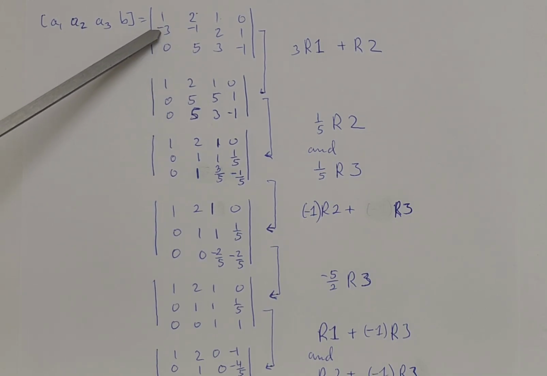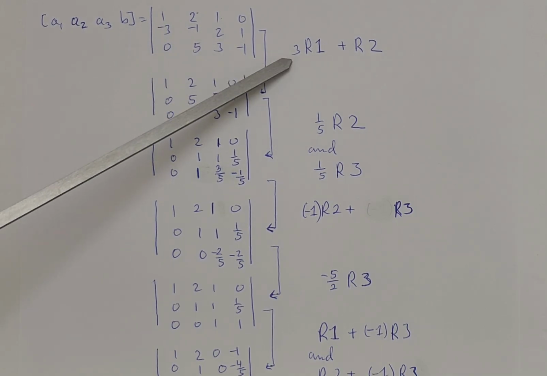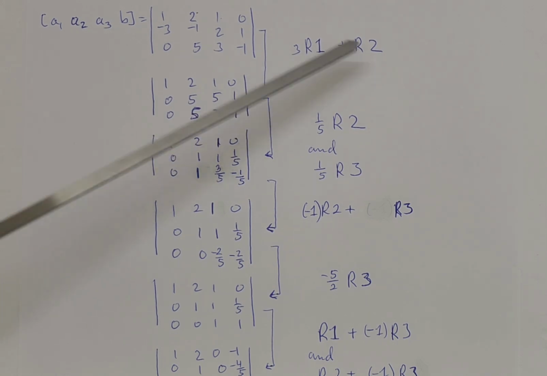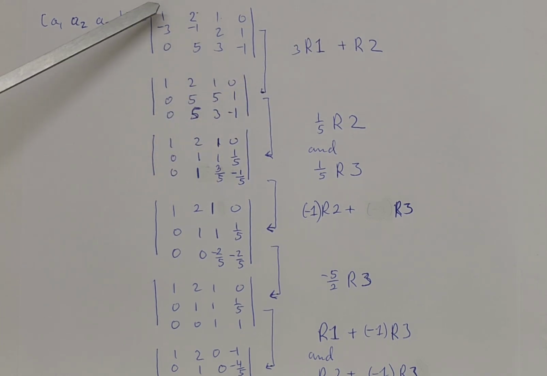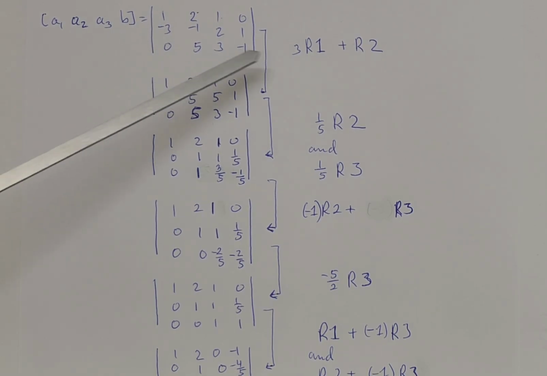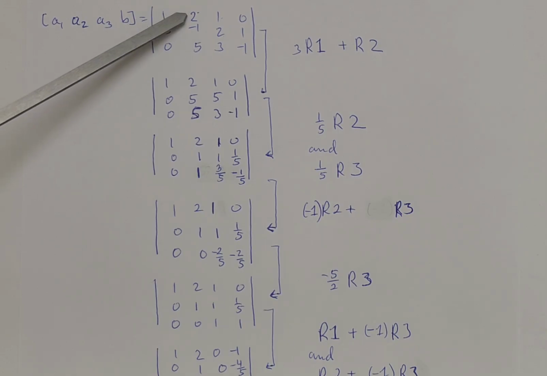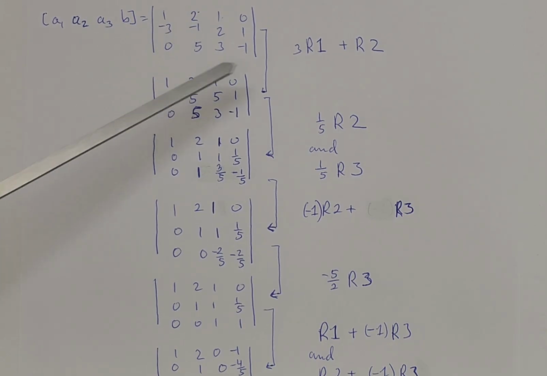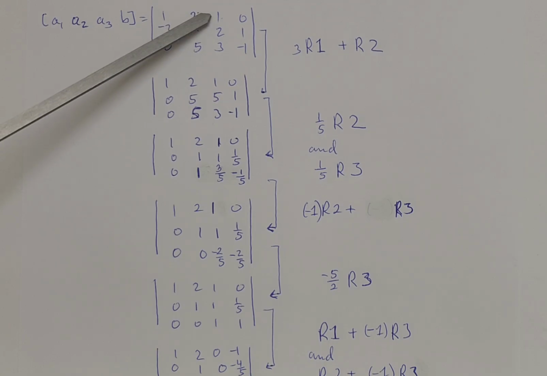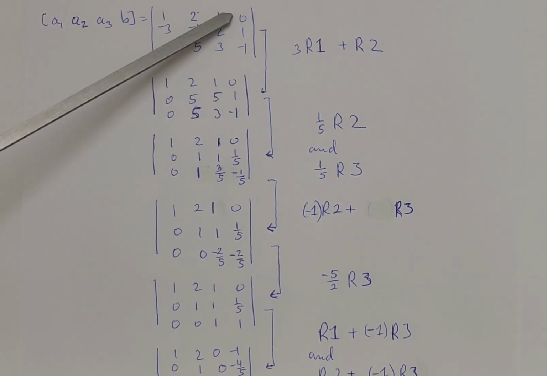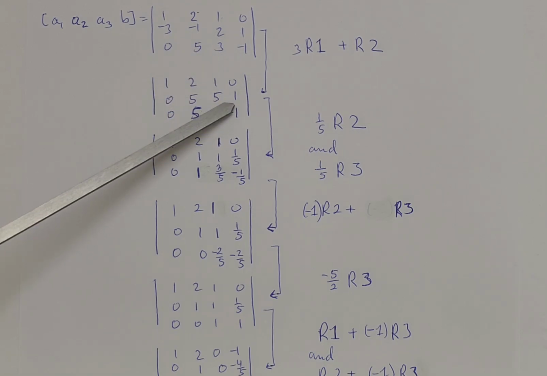So the opposite of -3 would be +3. So 3 times R1 plus R2. 3 times 1 is 3, subtract 3 gives me 0. 3 times 2 gives me 6, 6 subtract 1, 5. 3 times 1 is 3, plus 2, 5. 3 times 0 is 0, plus 1, 1.